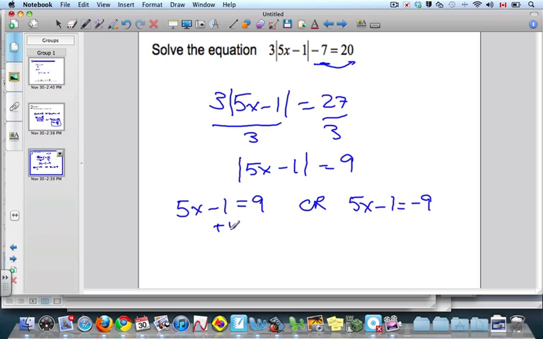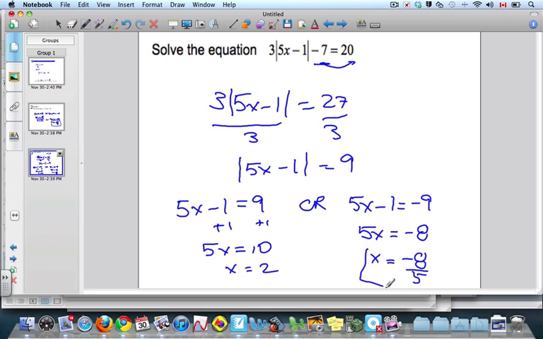Here I add 1 to both sides, so 5x equals 10. Divide by 5, and x is 2. Or we can add 1 to both sides and get 5x equals -8. Divide by 5, and x is -8/5. So x can be 2, or x can be -8/5.